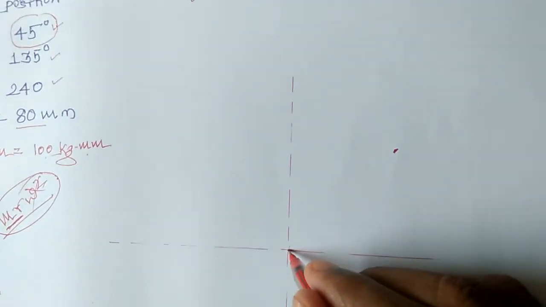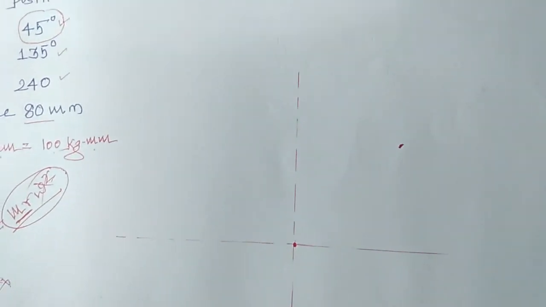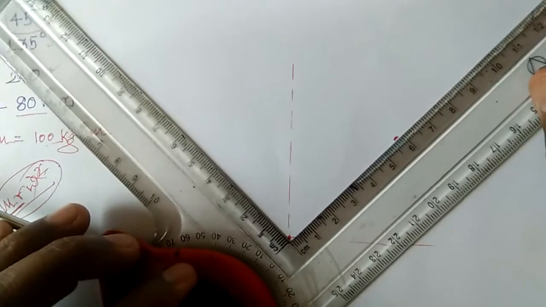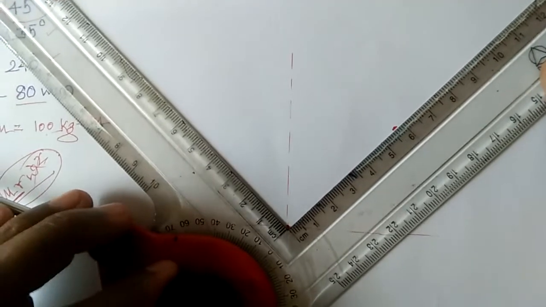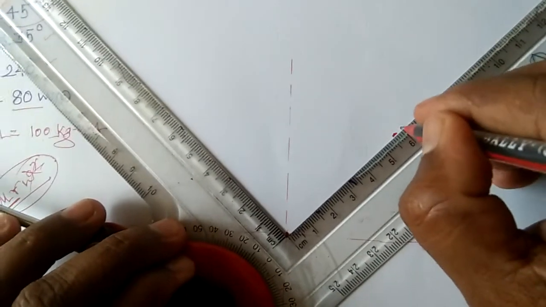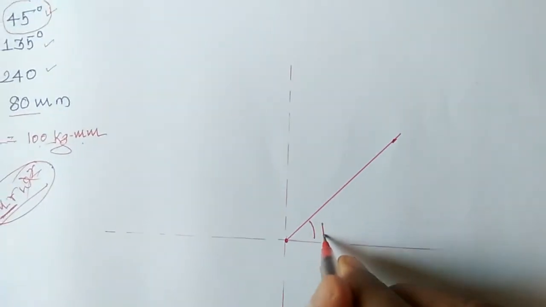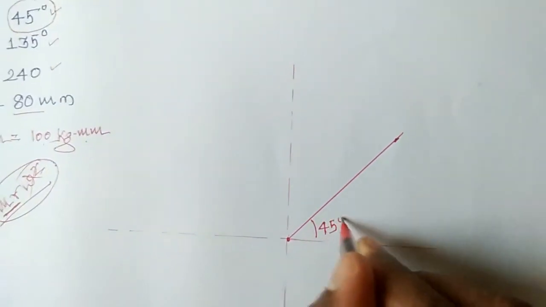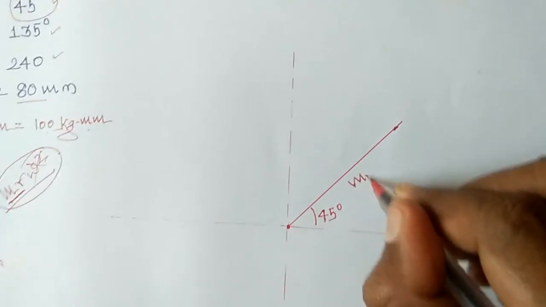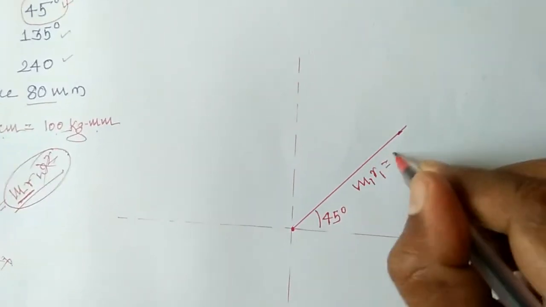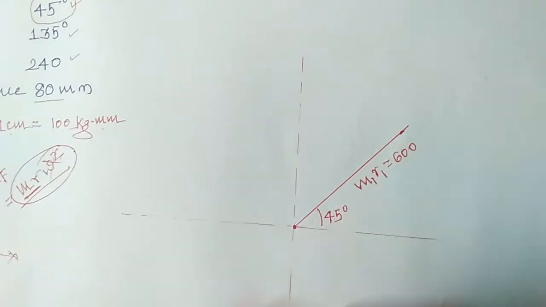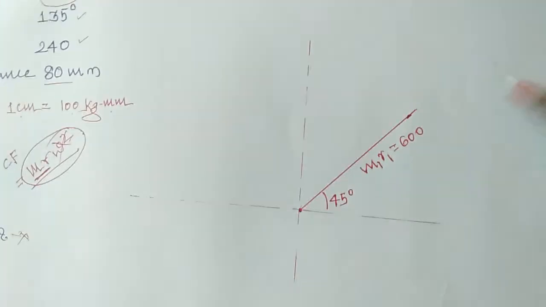With respect to this one, I will take 6 centimeter. I will go to the 6 centimeter. You take it as 6 centimeter, which approximately comes here. You draw this one, 6 centimeter at the 45 degree. That is M1 R1, it comes as 600. Okay, then this is the end point.